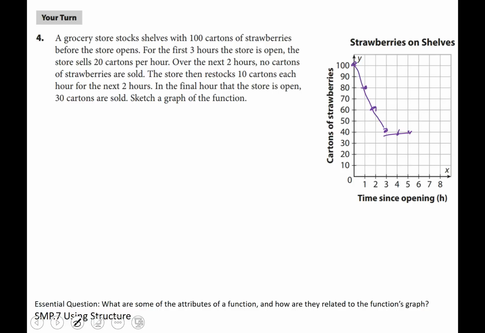So for the next 2 hours, no cartons are sold, the store restocks 10 cartons each hour for the next 2 hours. So we're going to put 10 cartons for the next 2 hours. So I'm only going up by 10, a steady increase. And there's my line. And then in the final hour, the store is open. 30 cartons are sold. So I'm going to drop from here all the way down, down 3 hash marks, right? Because I've got to get rid of 30 more cartons. And there's my sketch.